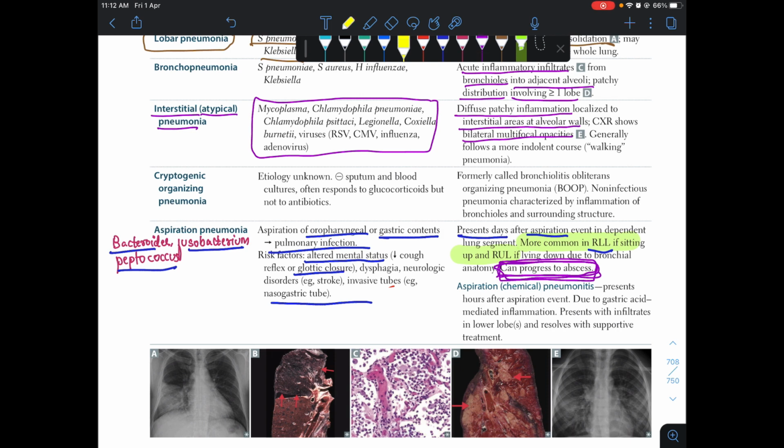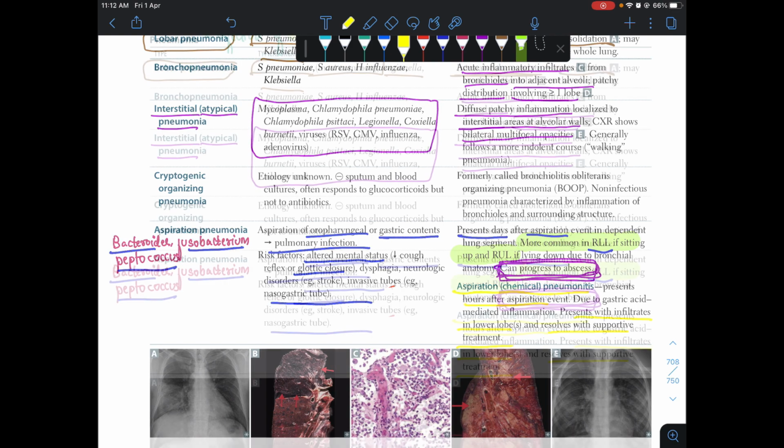And we also have aspiration pneumonitis. This is due to aspiration of gastric acid, and this causes inflammation in the lung. This mainly affects the lower lobes, and the treatment is supportive, and this mainly occurs after hours of aspiration of gastric acids that mediate the inflammation.